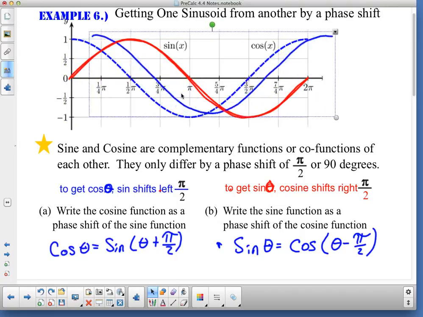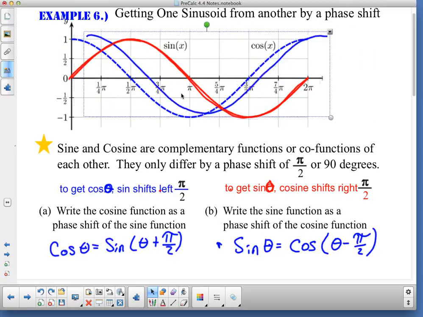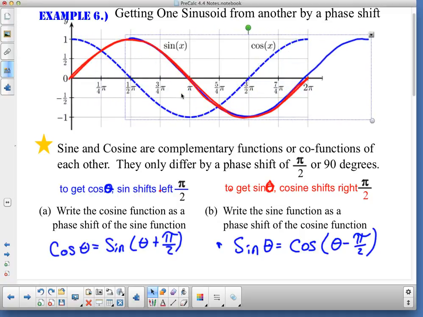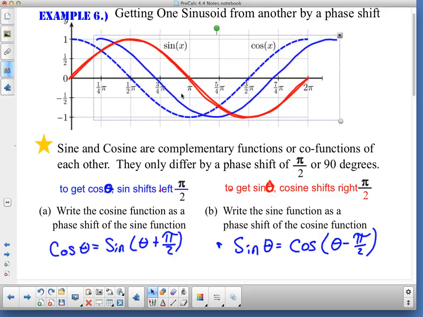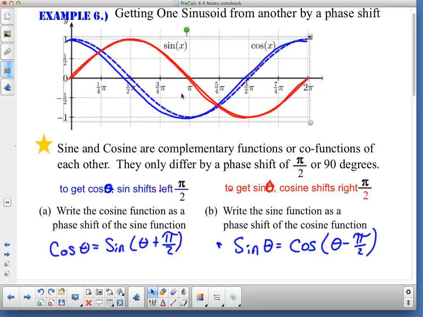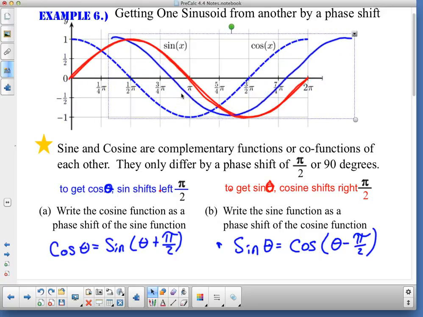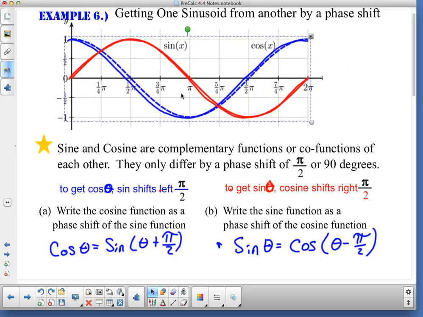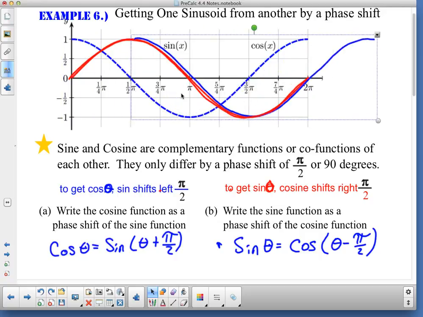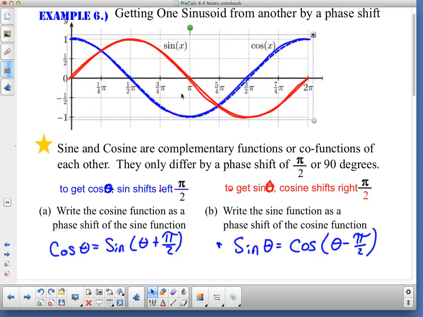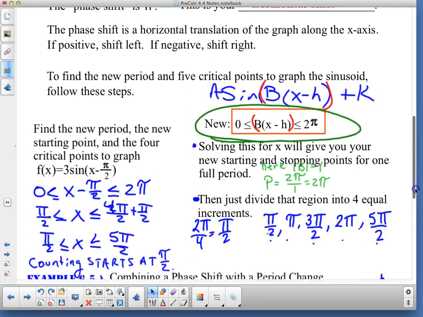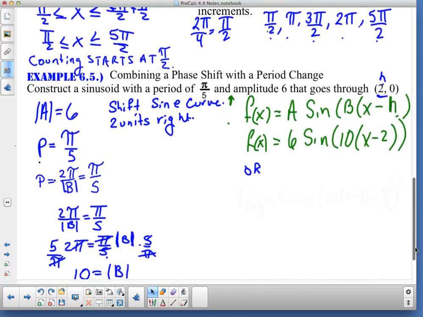So everything else is the same except I'm going to slide it pi over 2. I'm going to subtract a pi over 2 when it's in the cosine value, because to get to sine, I've got to slide it to the right. It's a phase shift of pi over 2. So I'm going to subtract pi over 2 on my cosine curve here. And so everything else is the same.